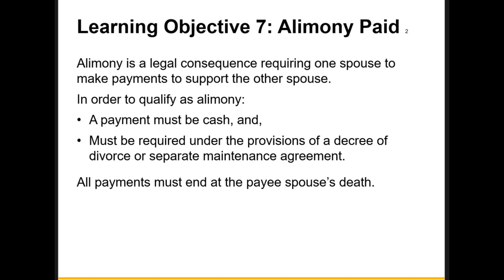So the payer is the one giving the money. Okay, the payee spouse is the one receiving the money. If they die, you stop payment. So any payment that's going to continue, like a payment on a mortgage that you're ordered to pay, and that mortgage has several years on it, obviously it will continue, and you have to continue to pay it even if your spouse who is living in the house passes away, then it is not alimony. Okay, it has to end with the receiving spouse's death.